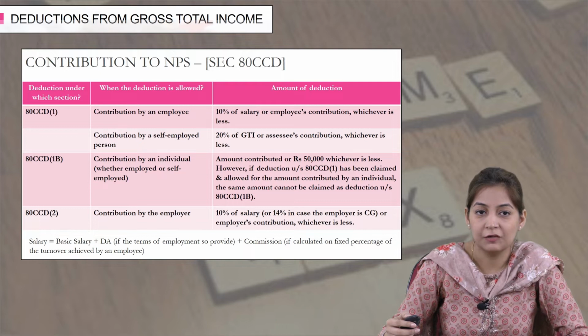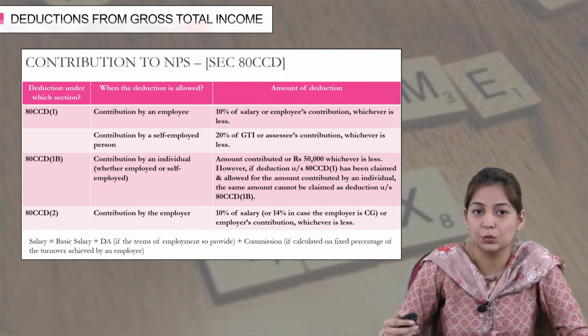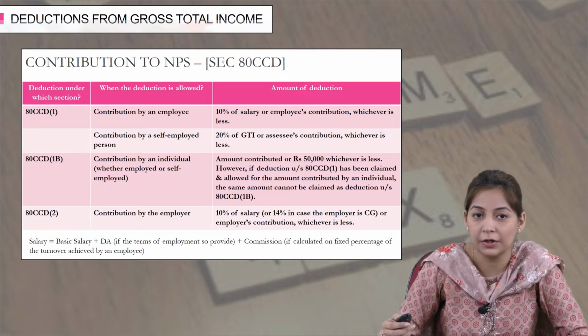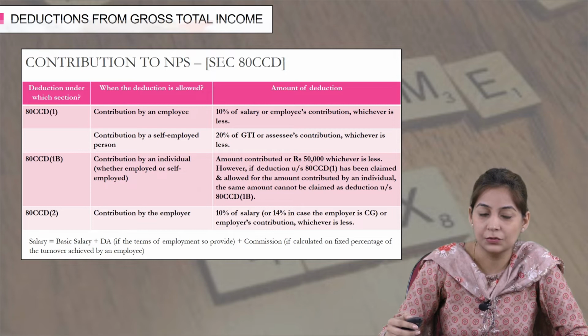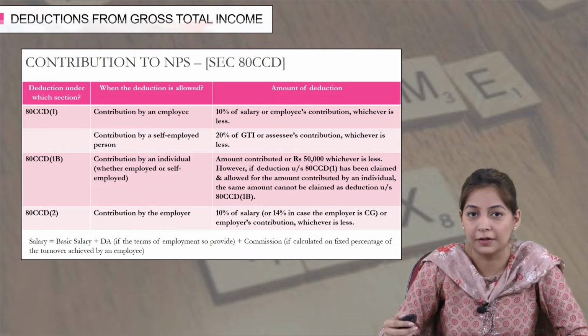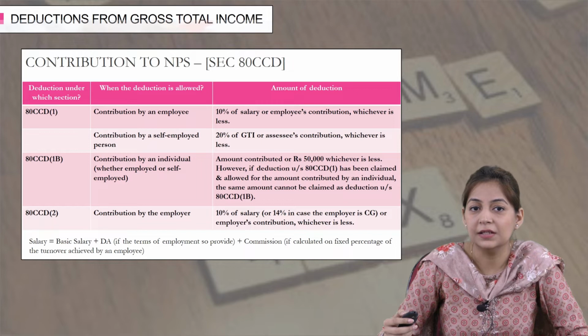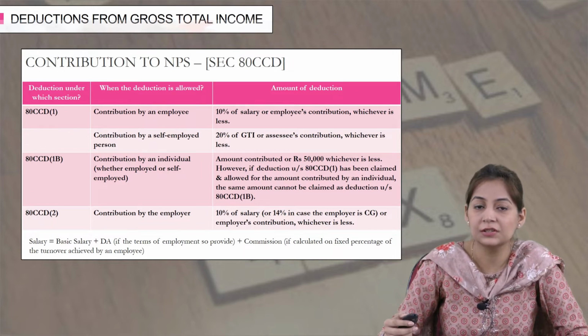So far I have covered two sections, that is 80CCD(1) and 80CCD(2). When we talk about 80CCD(1), it is basically the contribution by an employee. When we talk about 80CCD(2), it is the contribution by the employer. Let us now understand the next section, that is 80CCD(1B). 80CCD(1B) is for the individual's contribution.